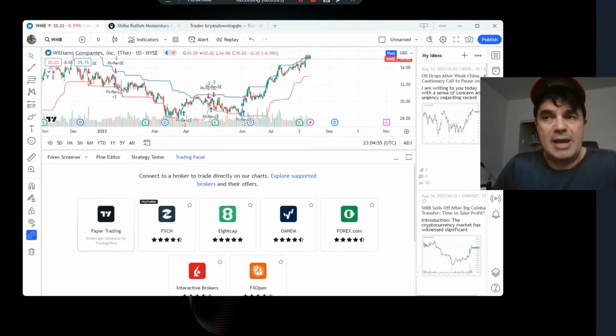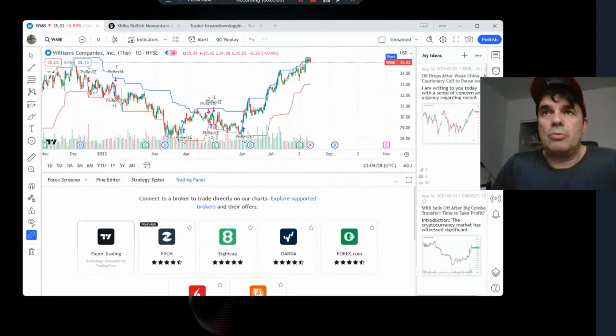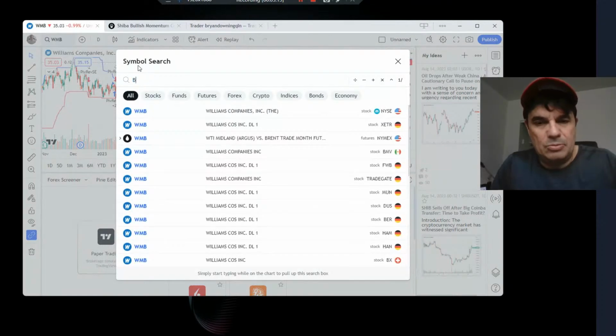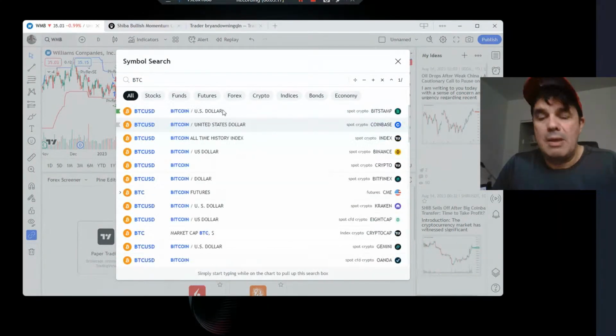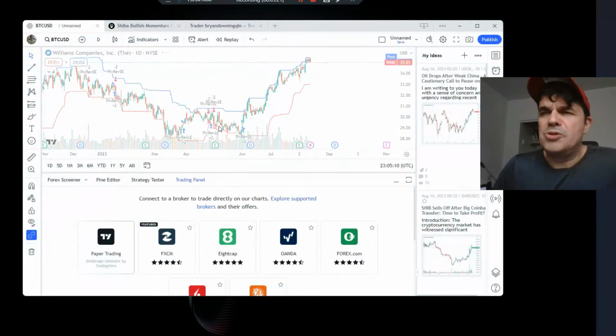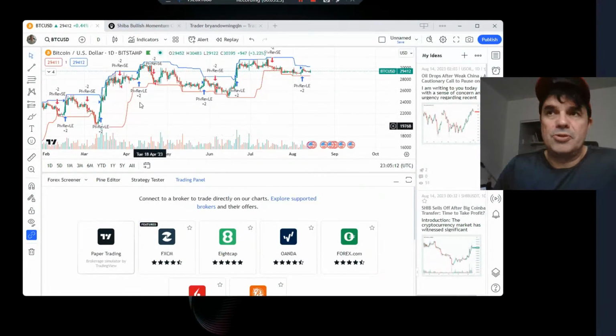Okay, so that's what we're going to do. Let me just show you what we're loading up right now. I'm going to load up probably the best one. Well, let me start with the more popular ones. So we'll do Bitcoin USD on Bitstamp. So there you go. These are your reversal points, the markers.